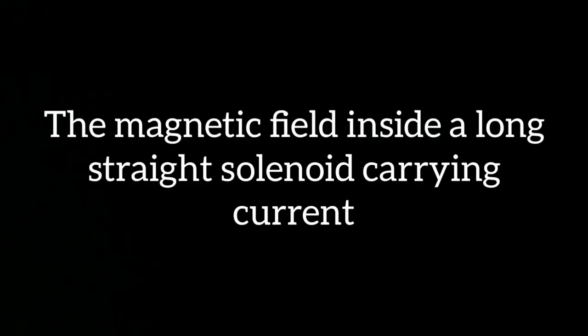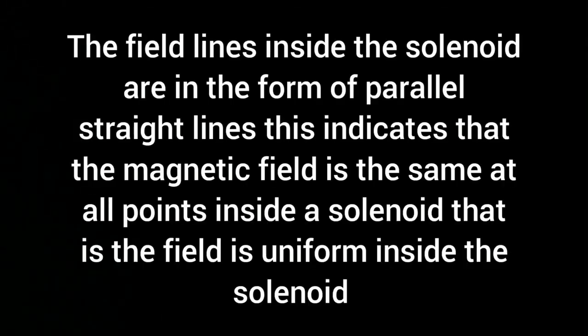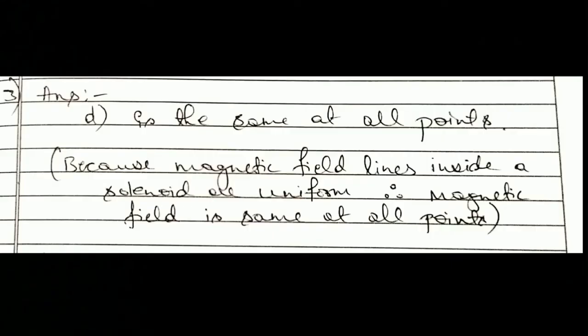See, look at what is the statement given in the question. The magnetic field inside a long straight solenoid. So when we hear the term solenoid, remember the magnetic fields are uniform with parallel lines, right? Therefore, option D is our answer. It is the same at all the points because magnetic field lines inside a solenoid are uniform. Therefore, magnetic field is the same at all points.